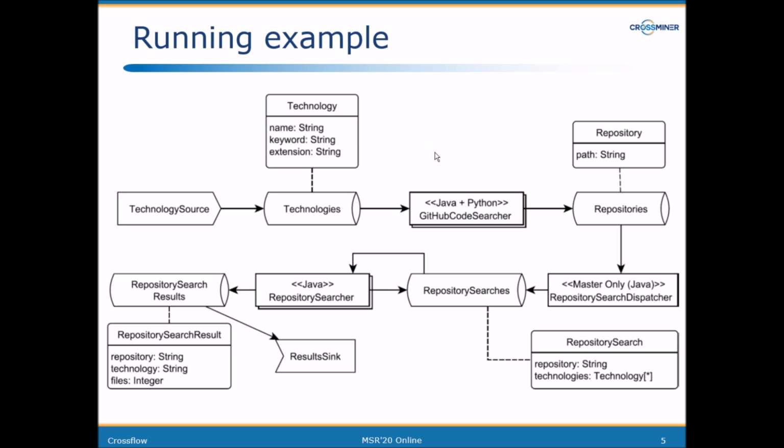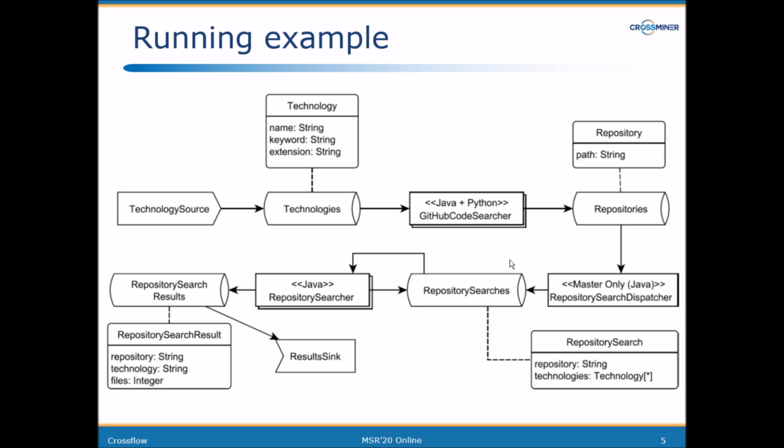These technologies are passed to the CodeSearcher task. This CodeSearcher will use this input and search GitHub for appropriate files of this technology. It will then send the repository URL these files are found in to the repository's queue. The repository's queue is consumed by the search dispatcher task. This is a task that will run only on the master and gets all of these repositories and filters out duplicates, ensuring that appropriate searches are only performed once.